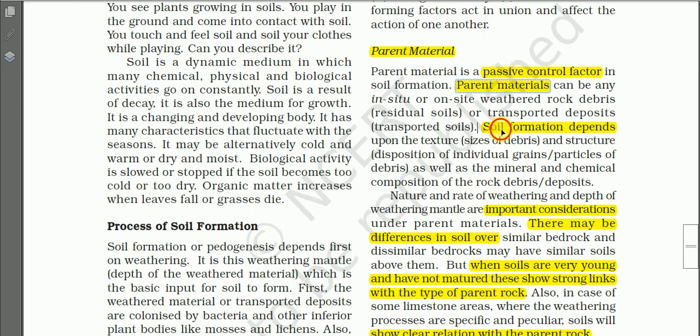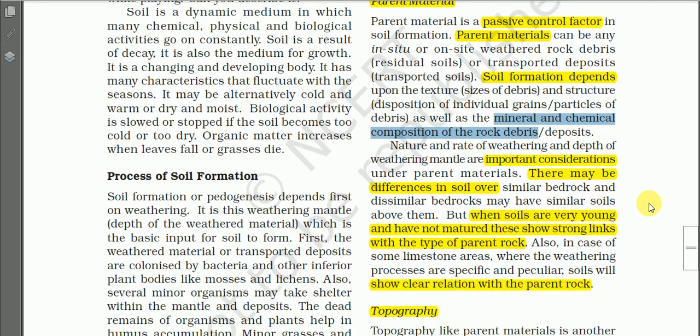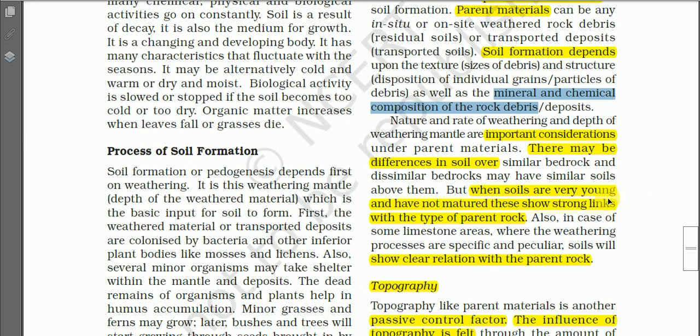So soil formation depends upon the texture, that is the size of the debris, and the structure, that is the disposition of individual grains, and the mineral and chemical composition of the rock debris or deposits. So the nature and rate of weathering and the depth of the weathering mantle are important considerations under parent material.